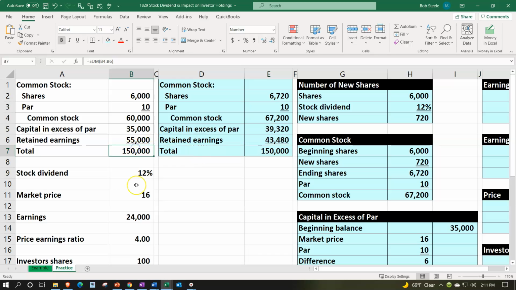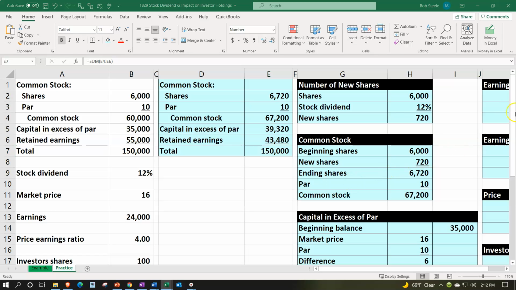So notice the end result remains the same. Dividends went down by the full market price times the new shares, 720. The other half of that being split between common stock and paid in capital in excess of par. The common stock by the par value, which in this case happens to be 10, times the new shares. The capital in excess of par, therefore, is going to be the 16 minus the 10, or 6, times the new shares, the 720, resulting in the total retained earnings being the same.